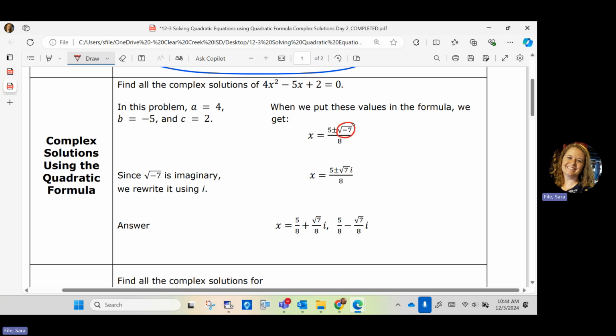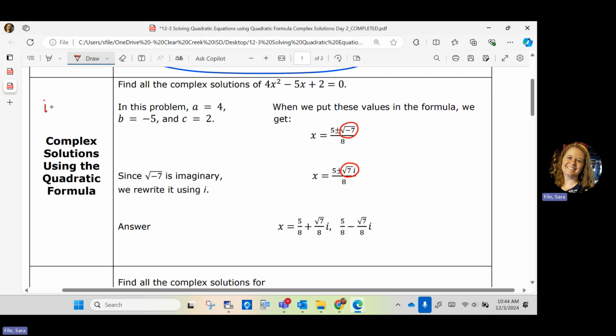That's what makes this complex. That's what's going to give us that i, is that square root of a negative. Because what you have to remember is that i is the square root of -1. That should ring a bell. We talked about that at the beginning of Unit 5. i is the square root of -1. So if you end up with a negative under your square root, that's where i comes from. So you can see what they did is they replaced the square root of -7 with the square root of 7i.